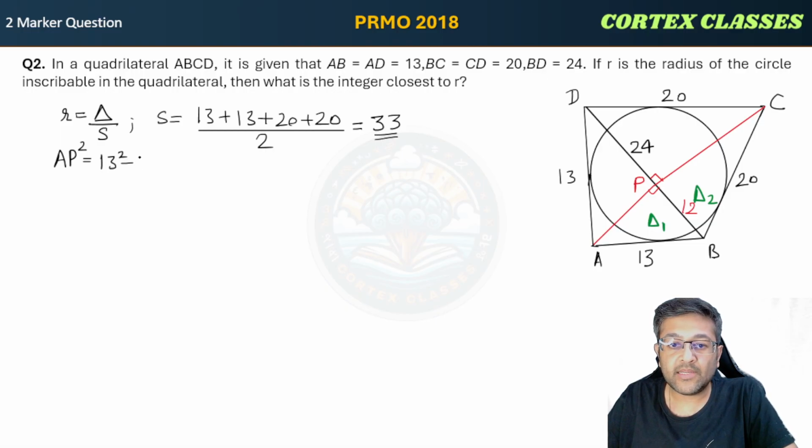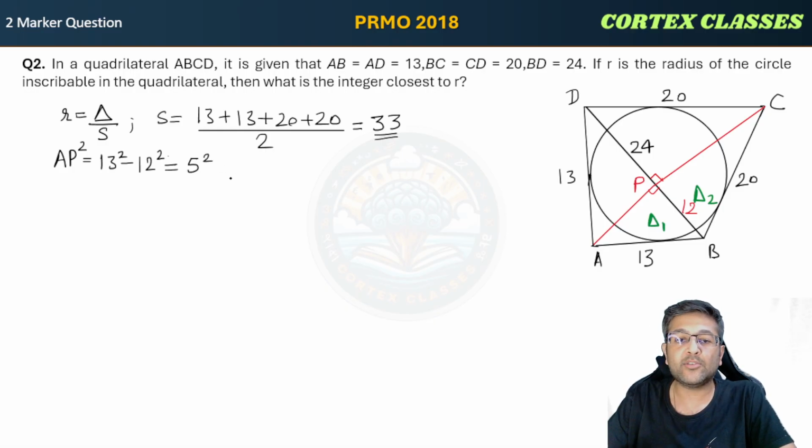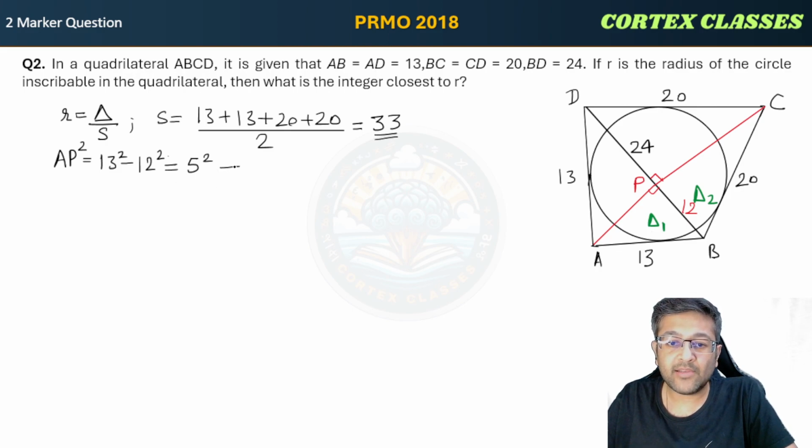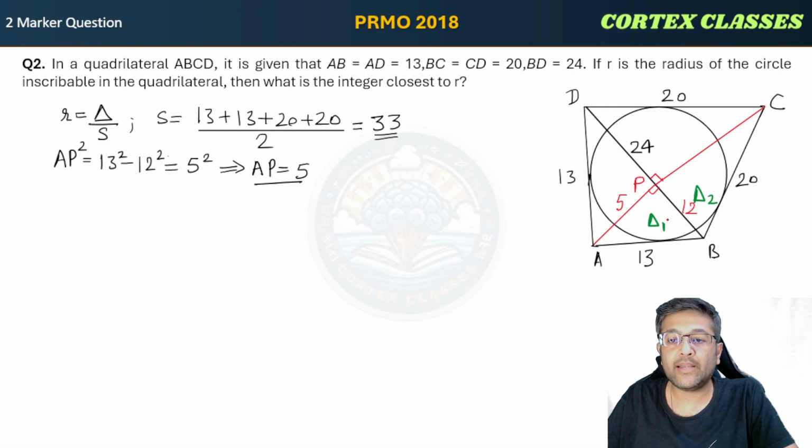So 13 square minus 12 square, that is going to be 5 square. We know that it is a Pythagorean triplet, right guys? So therefore I am saying your calculation will be easy, instead of using Heron's formula, because you can apply the Pythagorean triplets form. Some common ones you already know, right? So that will give you AP length as 5. So guys, here you have length 5, altitude is 5, the base is 24, right? We'll be able to find the delta 1 value.